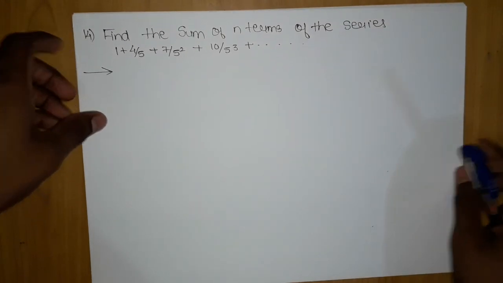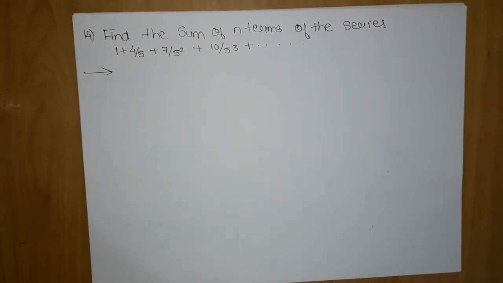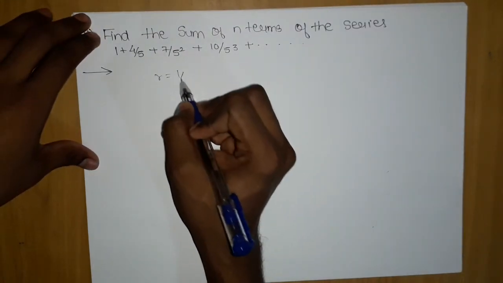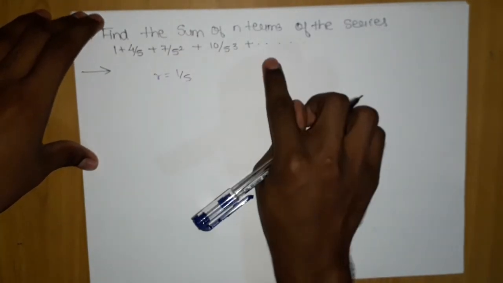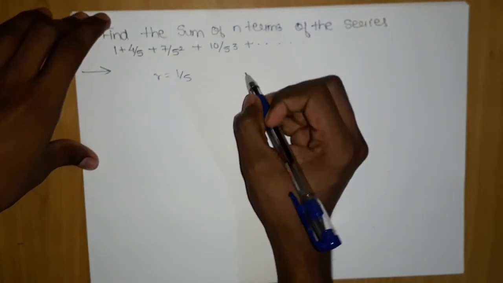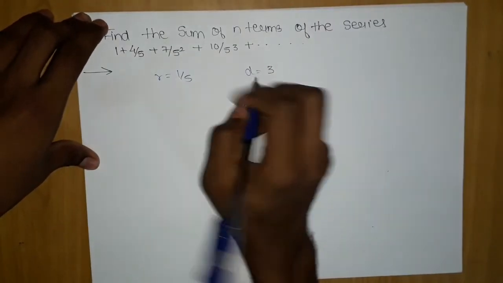So the 14th problem is: find the sum of the n terms of the series 1 plus 4 by 5 plus 7 by 5 square plus 10 by 5 cube and so on, till n terms. The common ratio is very easy to understand, it is 1 by 5. The numerators are 1, 4, 7, 10, so the difference is also very clear, it is 3.